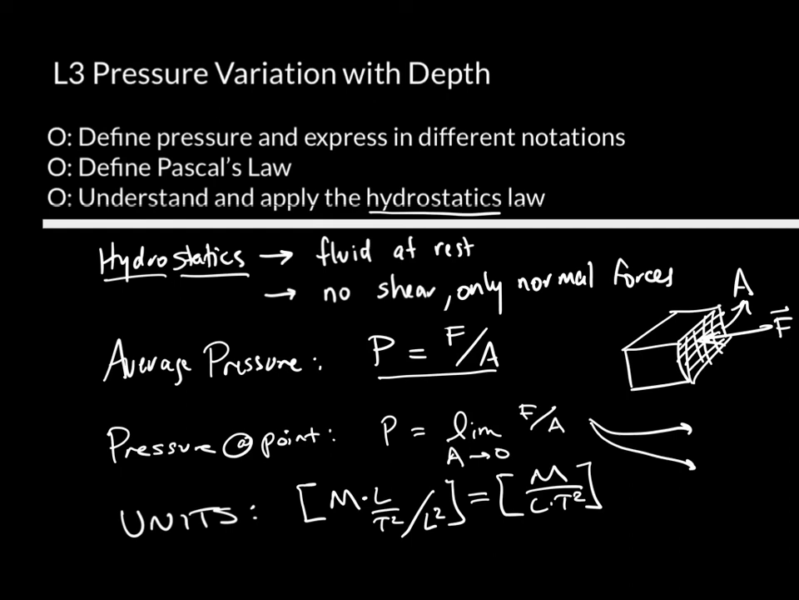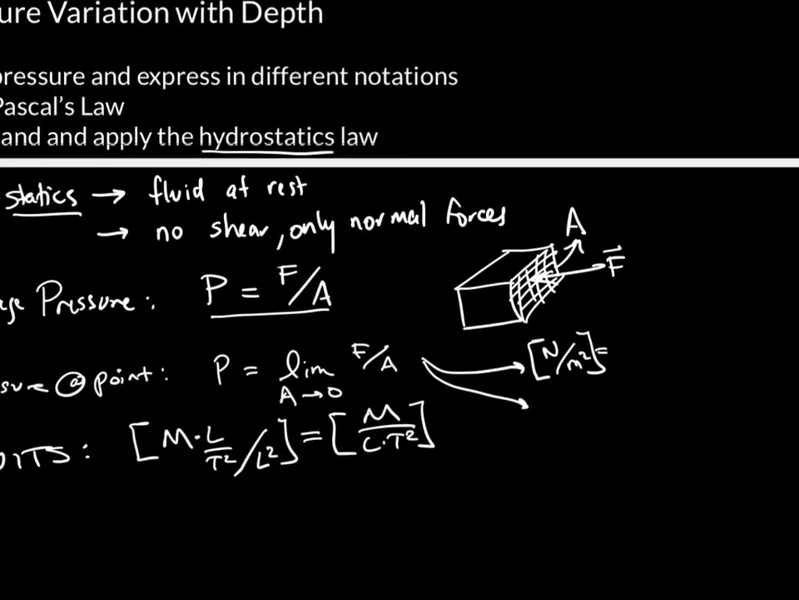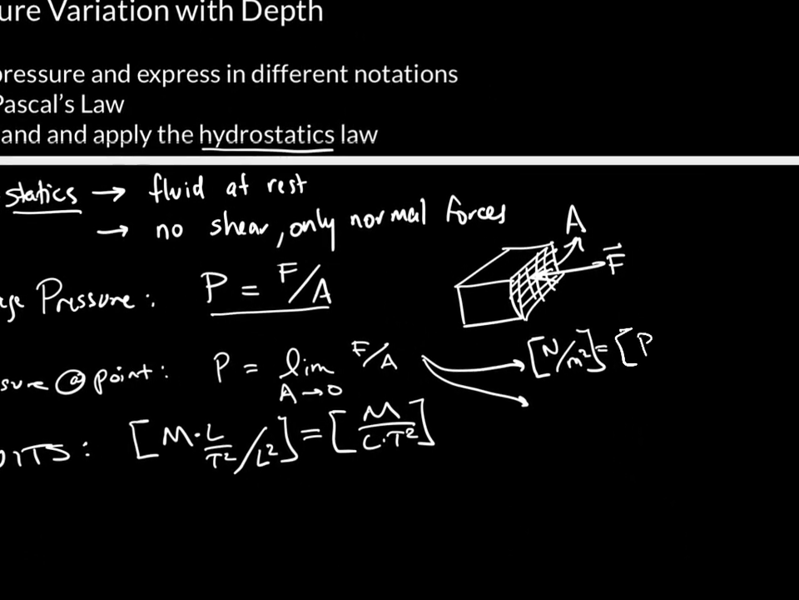So depending on what system of units you work with, that is either in the SI system, a Newton per meter squared, which is the same thing as a Pascal. Or if you're in the dumb units, what do we call the dumb units? English system. It's pounds over area.